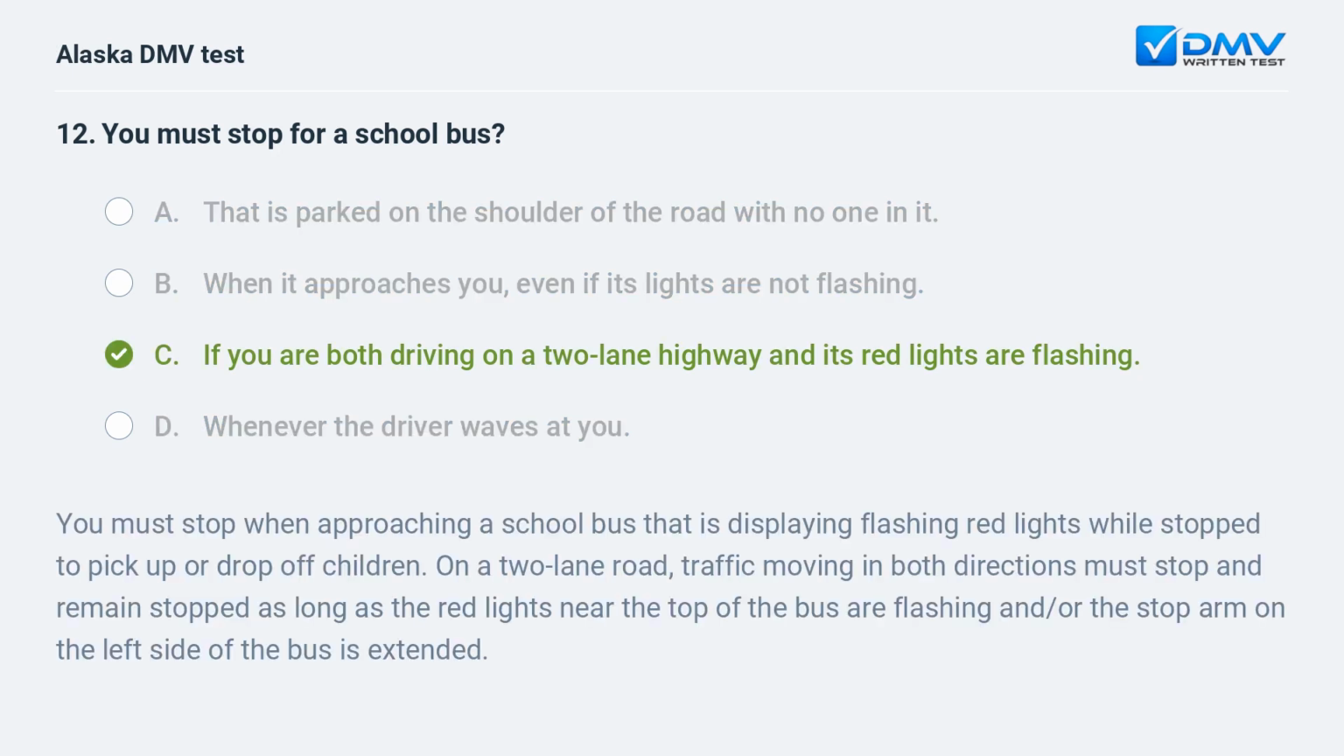C. If you are both driving on a two-lane highway and its red lights are flashing. You must stop when approaching a school bus that is displaying flashing red lights while stopped to pick up or drop off children. On a two-lane road, traffic moving in both directions must stop and remain stopped as long as the red lights near the top of the bus are flashing and/or the stop arm on the left side of the bus is extended.